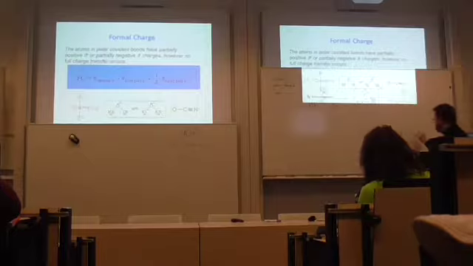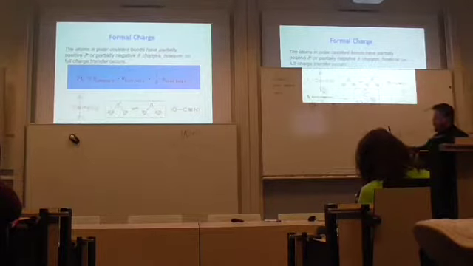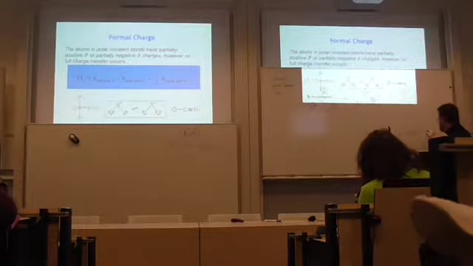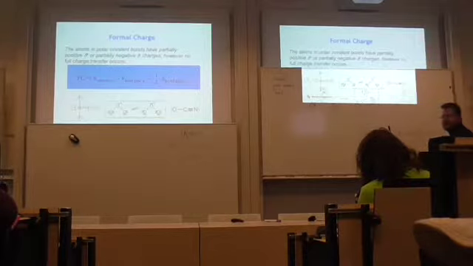8. 2, 4, 6, 8. Minus what? The number of lone pair electrons on carbon. How many are there? 0. So what's the formal charge on that carbon atom? 0.